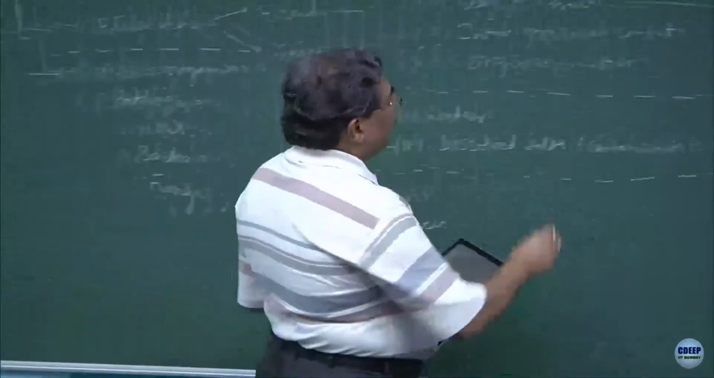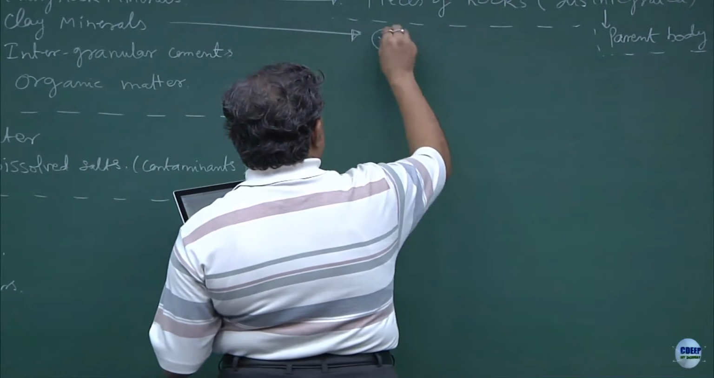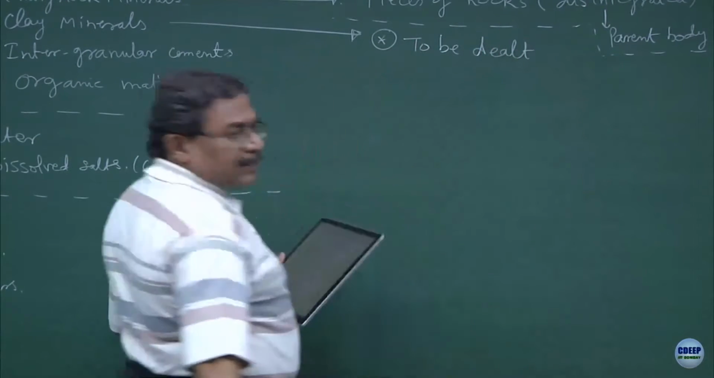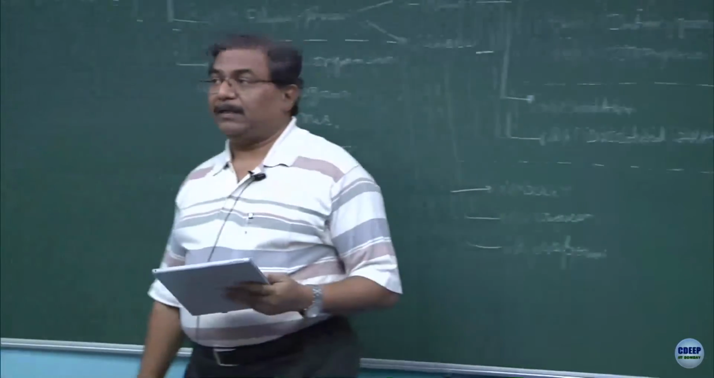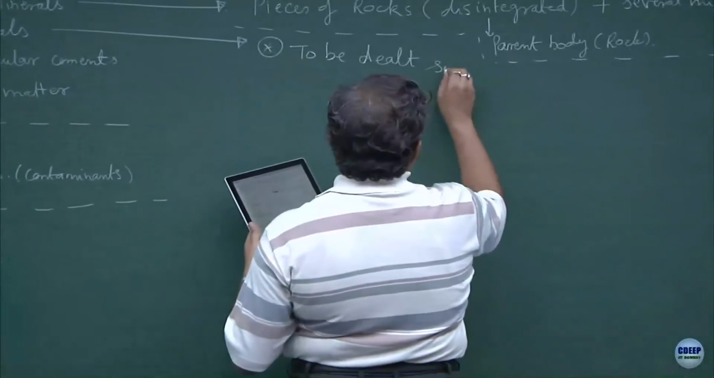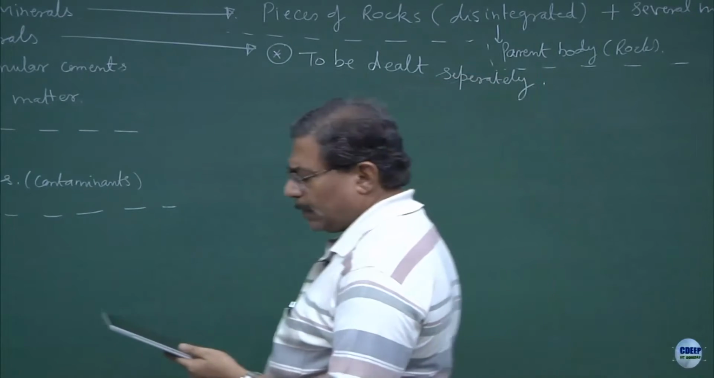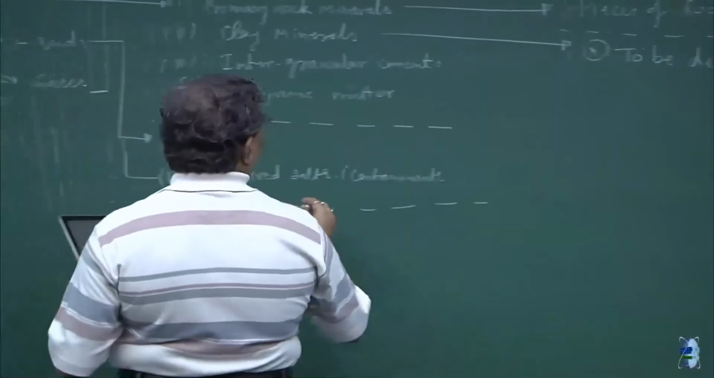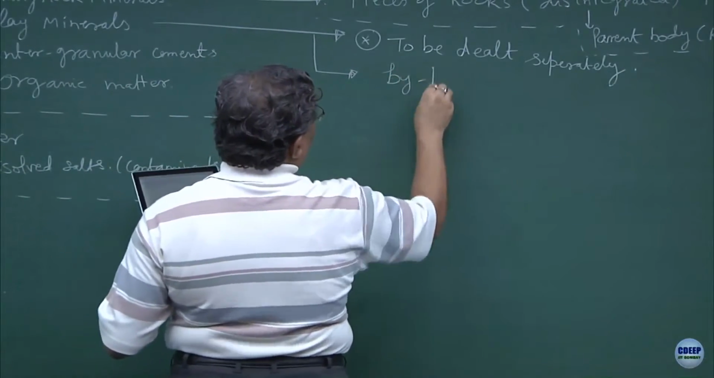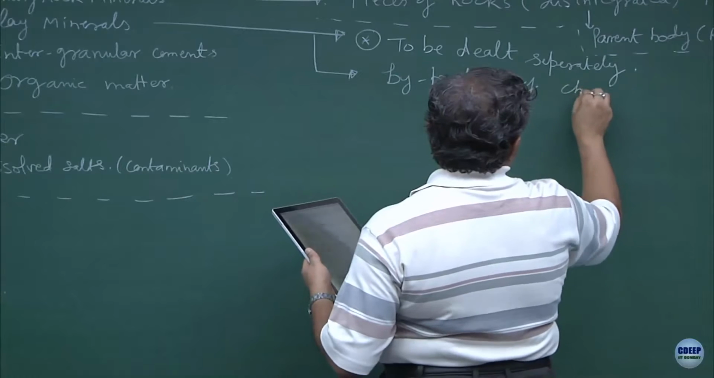As far as clay minerals are concerned, I will be discussing this in detail in a separate lecture, because as you must have realized from this discussion, clay minerals are the most important thing in the matrix of the soil. So, this we will be discussing separately. Normally, these are the byproducts of chemical weathering of rocks.